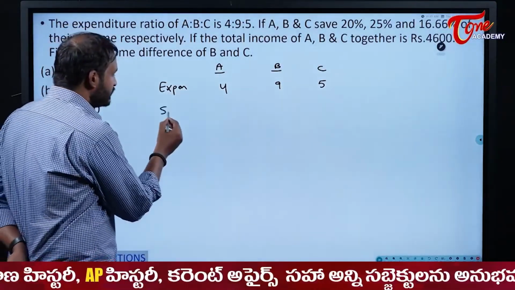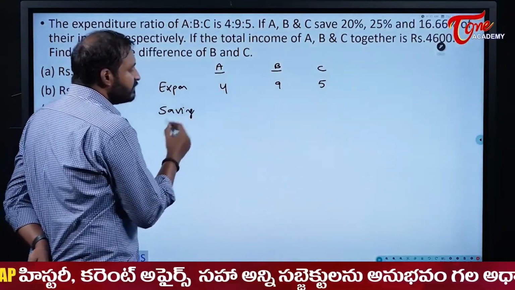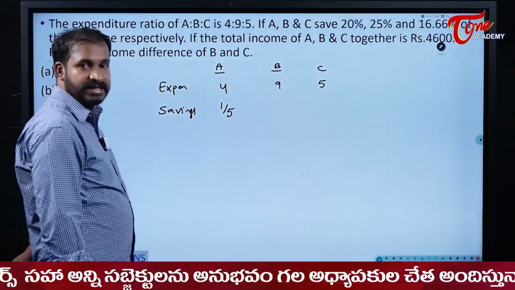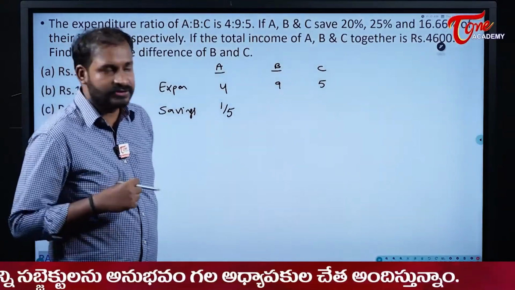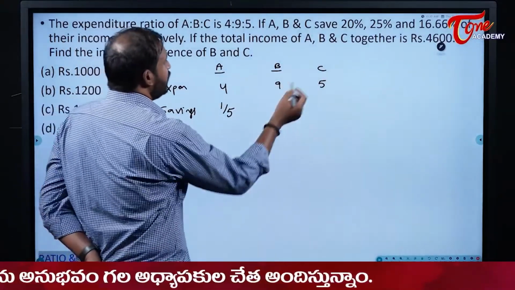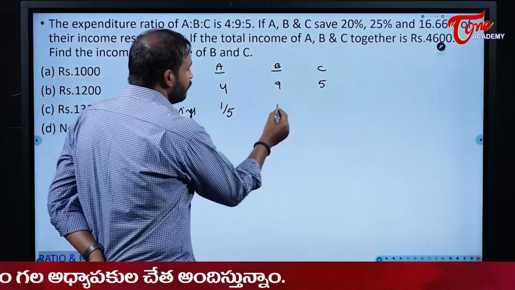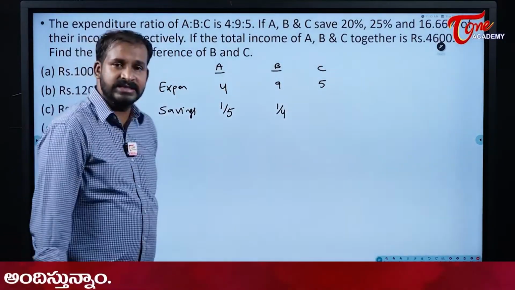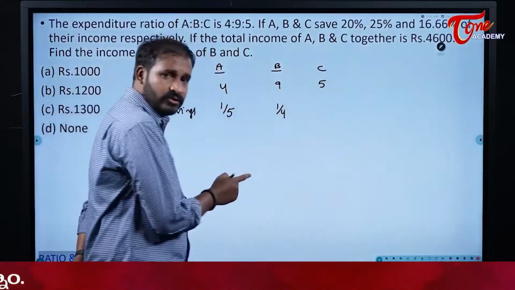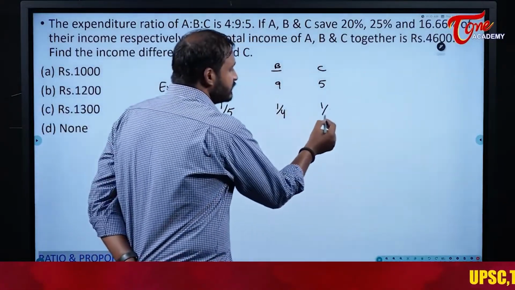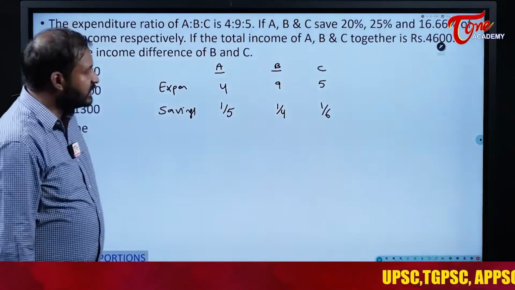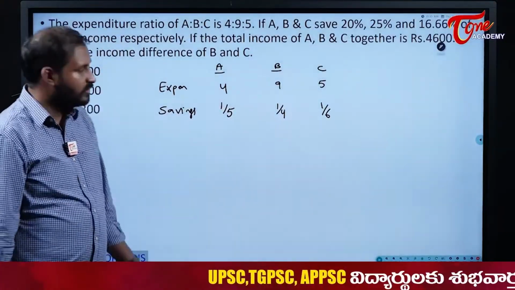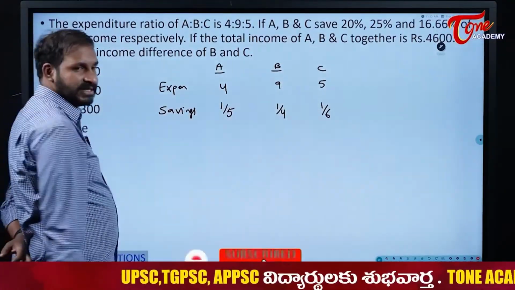See here students, savings 20% means what I can write? 1/5. 20% is 1/5. Understood? Next, what is 25% for me? 1/4. What is 16.66% for me? That is nothing but 16 2/3, that means 1/6. If you follow our percentage videos, you can easily understand why I have written 1/5, 1/4 and 1/6. Okay, next, expenses and savings we have written.